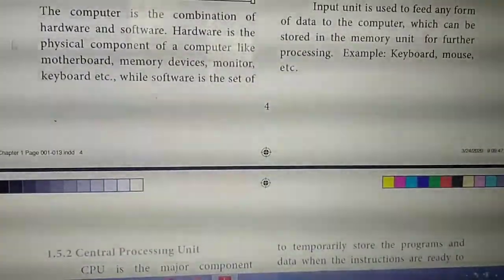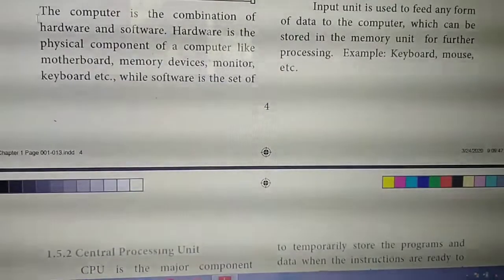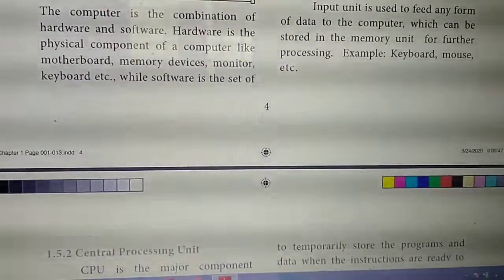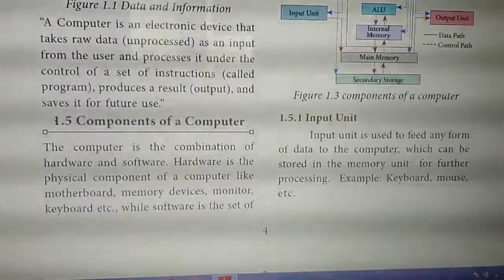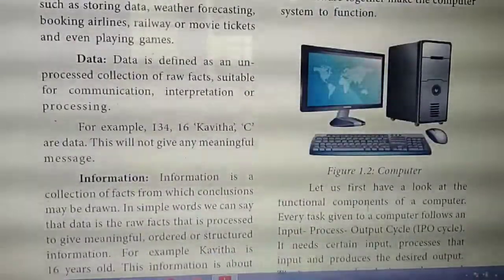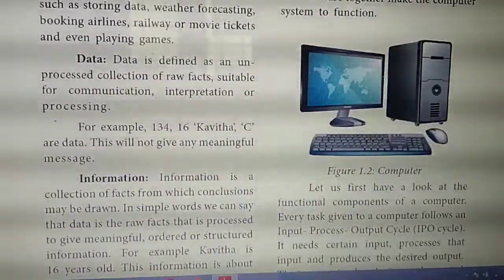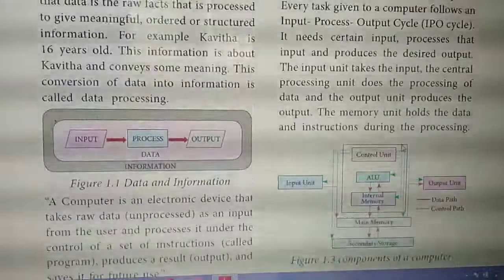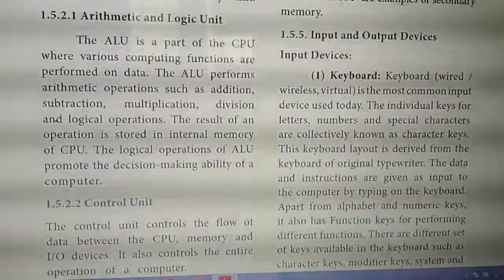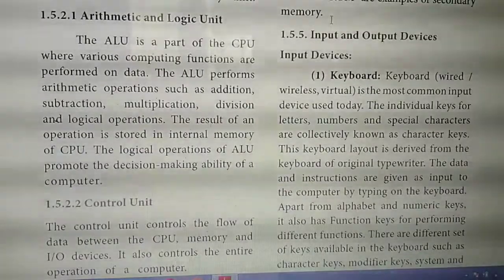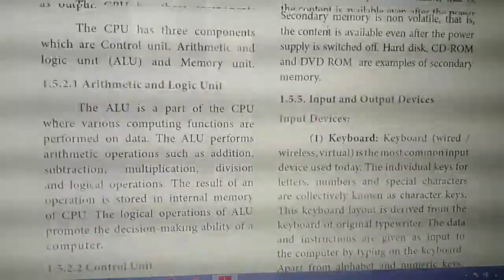The computer is a combination of hardware and software. Starting from here, you should write the heading, then write this one. Computer is a combination of, from here to this diagram. If possible, draw, otherwise no need. From here to the next page, till before the input and output devices.